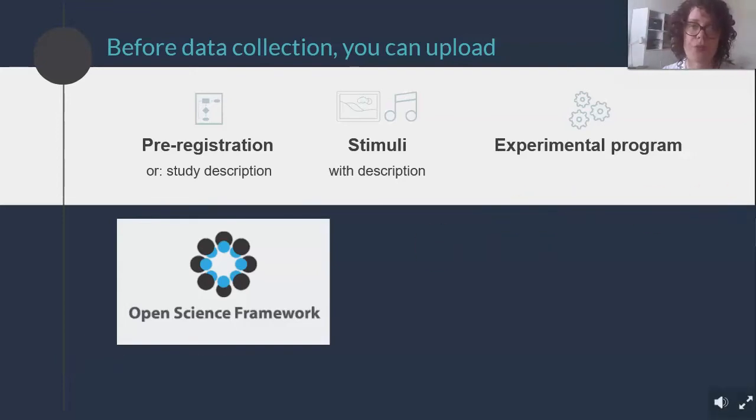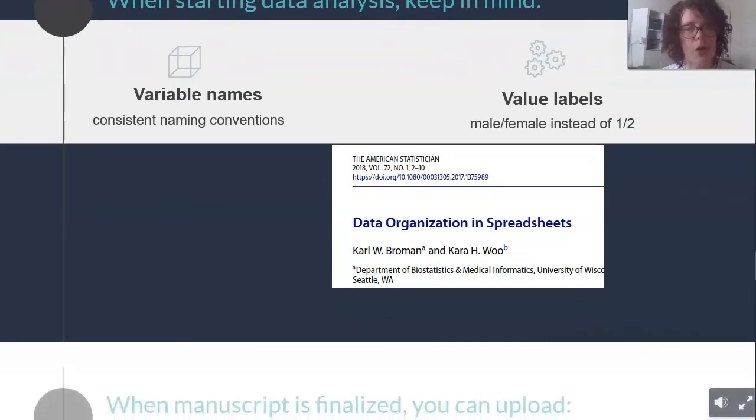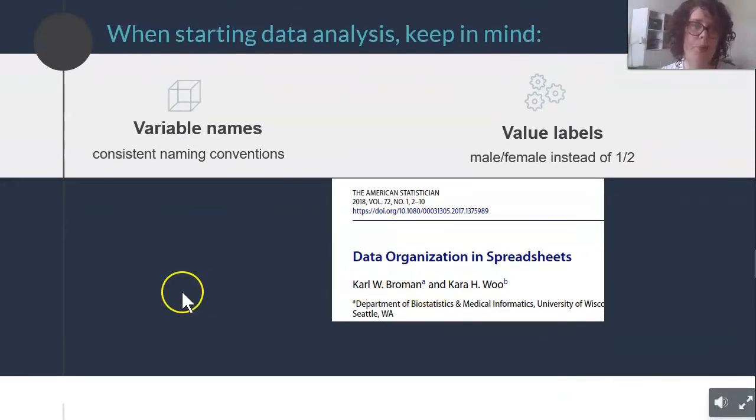So now we're moving on to when you're starting the data analysis, what to keep in mind then. First of all, it's always important to think about variable names, but that's something that I often forget and then have to catch up at the end. So it's very, very beneficial to think about this very well at the beginning. So having consistent naming conventions, for example, all small capitalization or all underscores in your variable names.